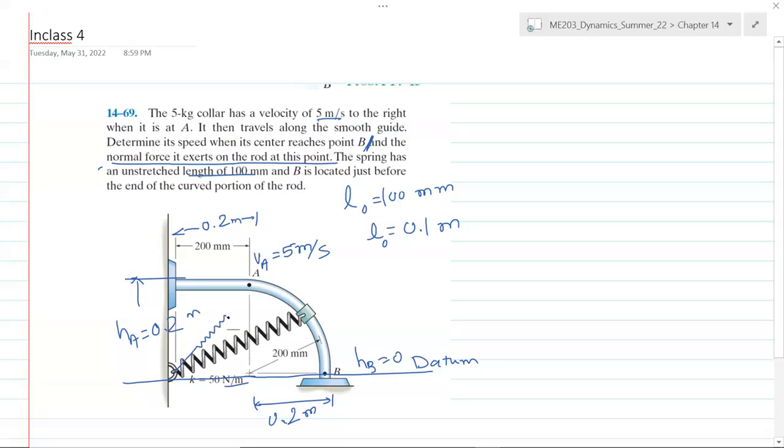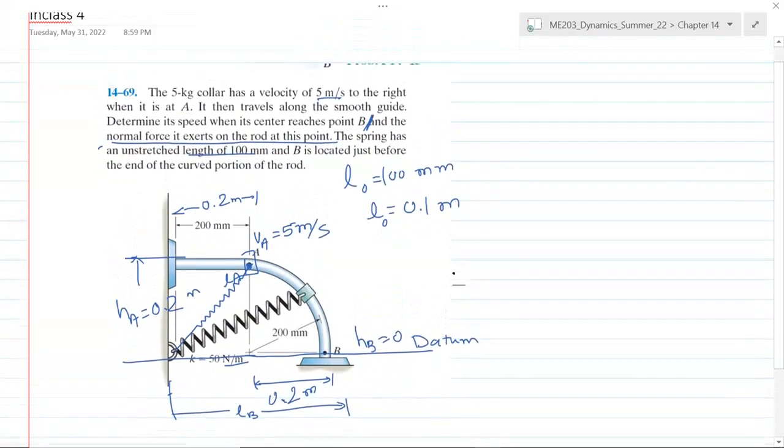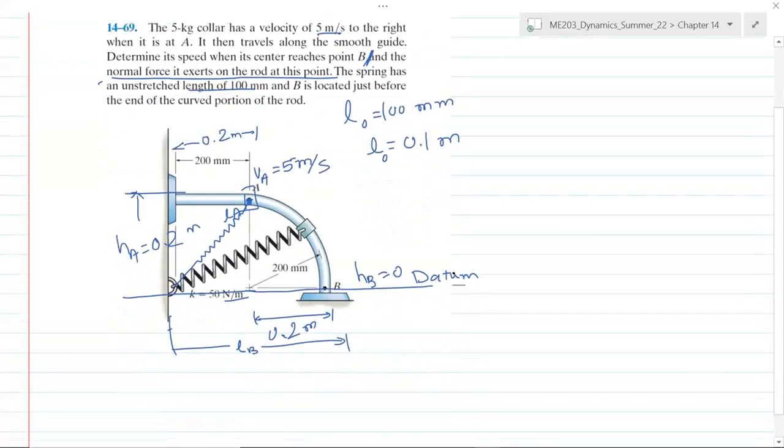Spring, when it's here, this is the length of the spring. Let's call this LA, which is the length of the spring when the block or the collar is at A. And LB is the length of the spring when the collar is at B. So this is LB all the way. So we need to calculate all these parameters before we apply the conservation of energy concept.